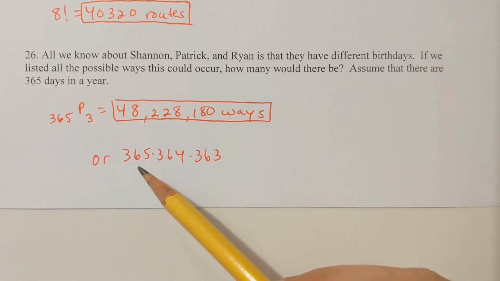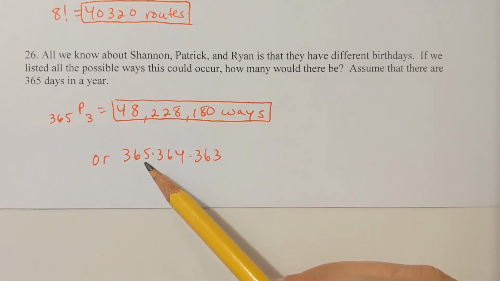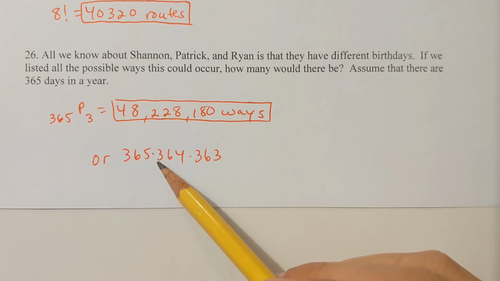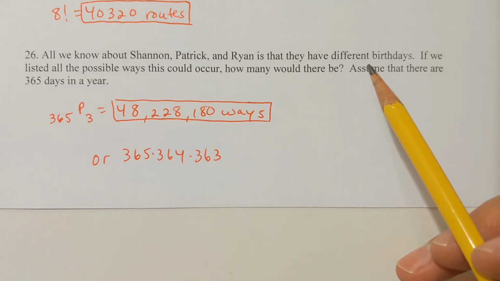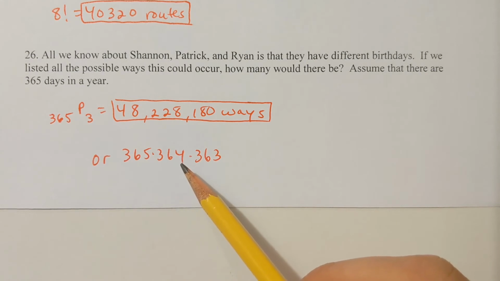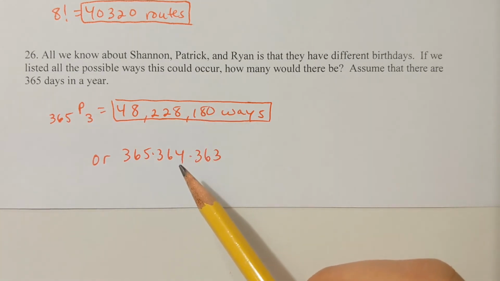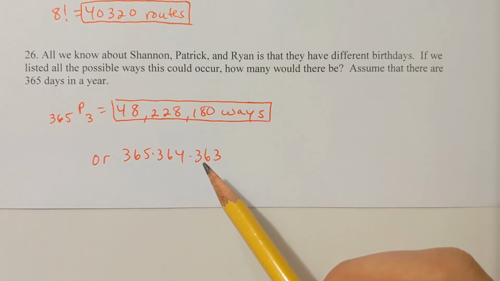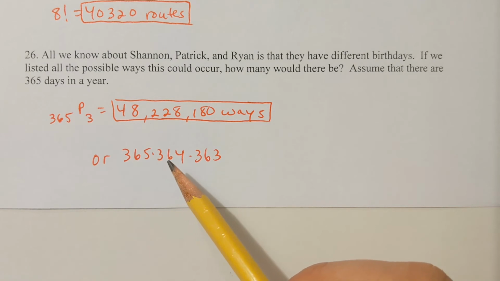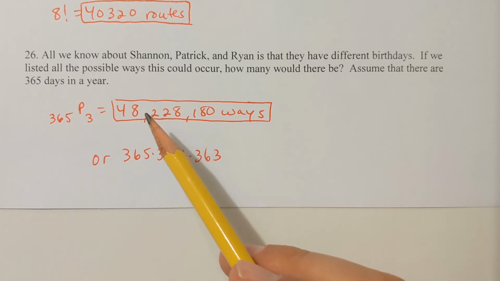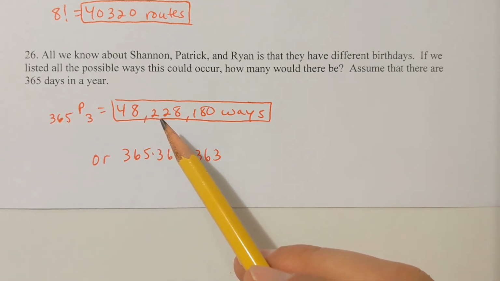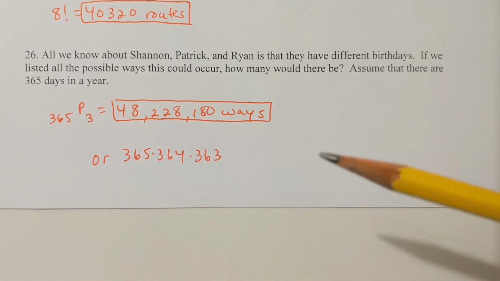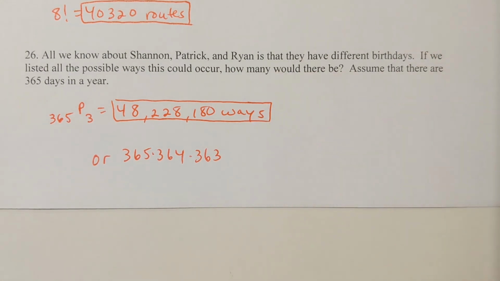So the easiest way is to use the fundamental counting principle. There's 365 choices for Shannon. Pick one of those days. Now, Shannon, Patrick, and Ryan have different birthdays, so there's 364 choices for Patrick. Pick one of those days. And 363 choices for Ryan. Pick one of those days. So 365 times 364 times 363 should be 48,228,180 different ways. Another way that you could do this is you could think of this as a permutation.